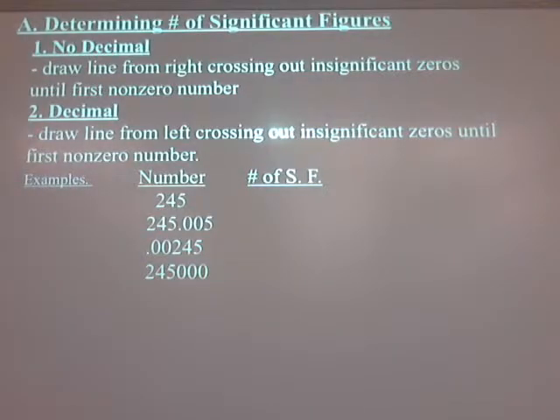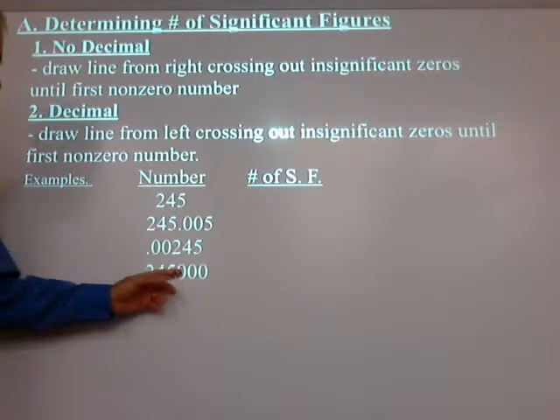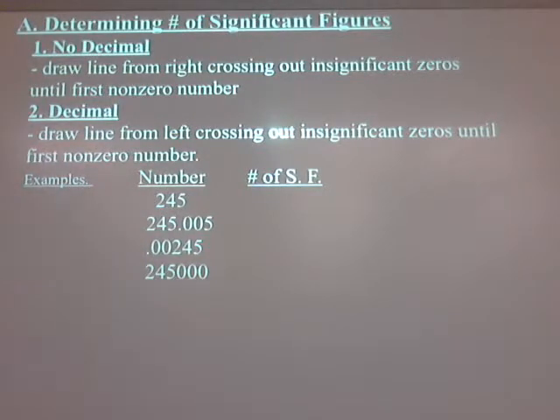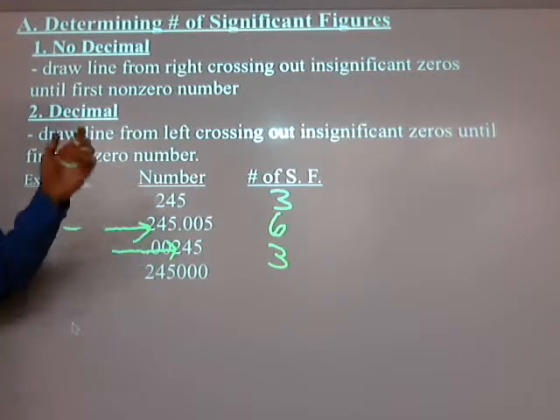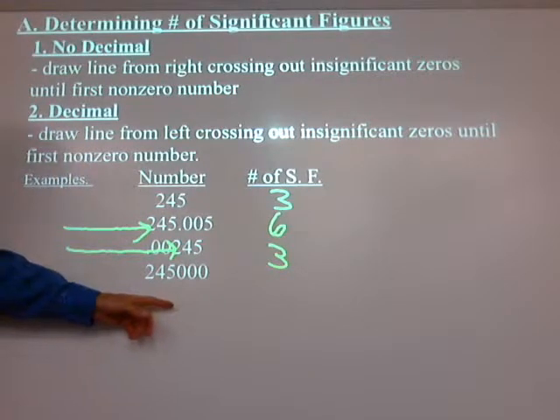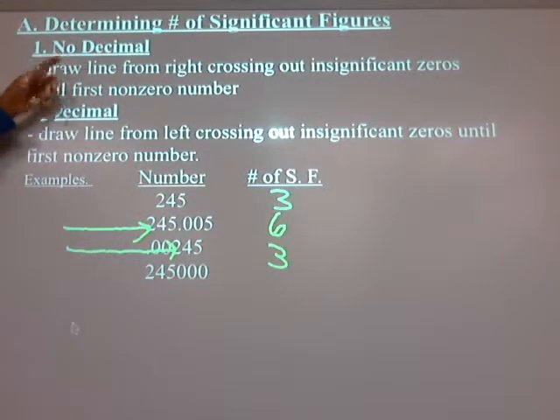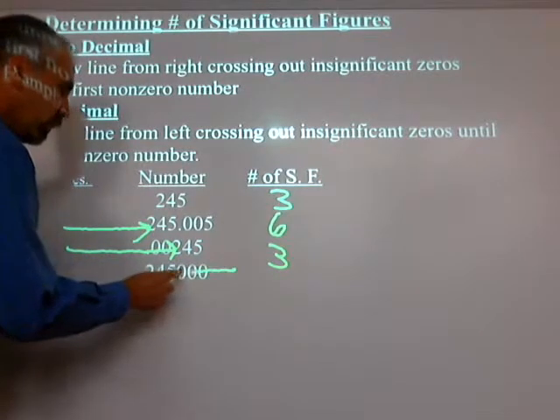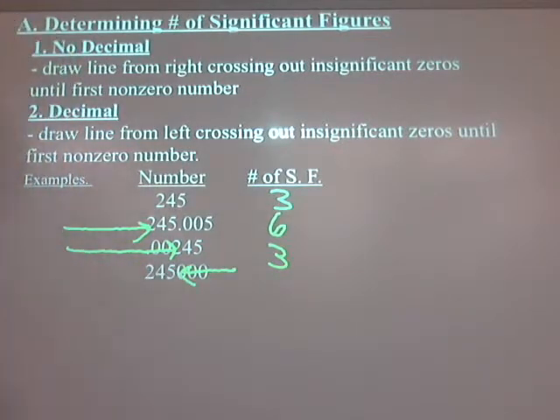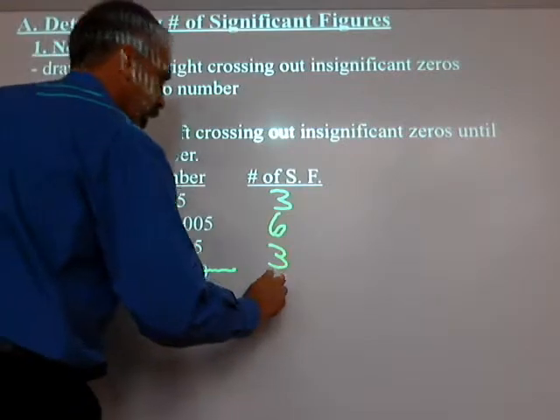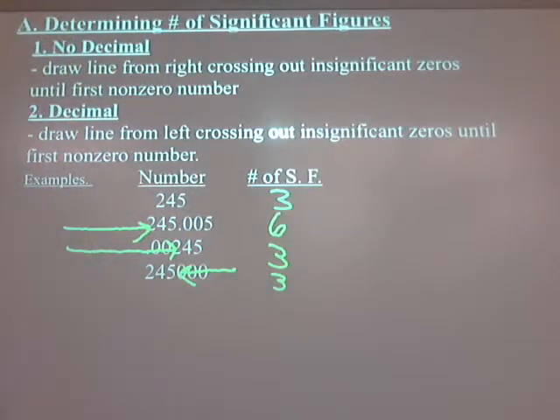How about that guy? Now, some people will say they have 1, 2, 3, 4, 5, 6, because they're going to use the same rule I've been using, where I draw my line to the left, but that's not correct. Is there a decimal in this number? No. If there's no decimal, I draw the line from the right. See how easy this is? How many significant figures are in this guy? 3. You may also notice I'm playing around with 245 all over the place, right?